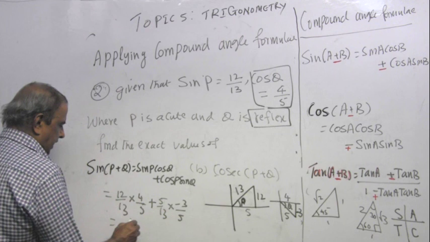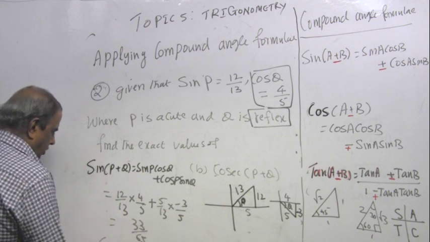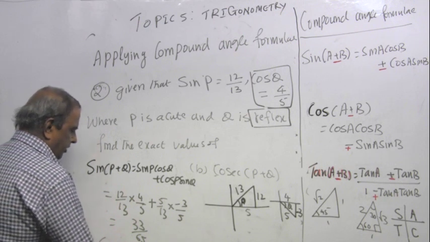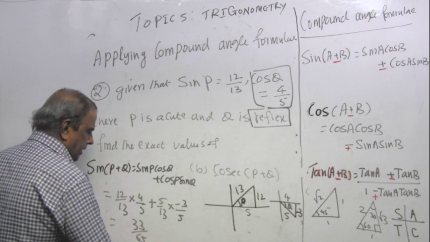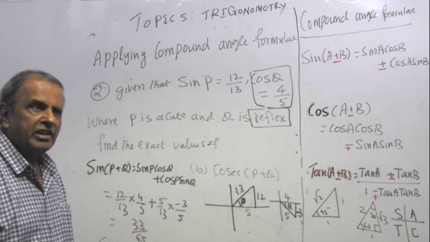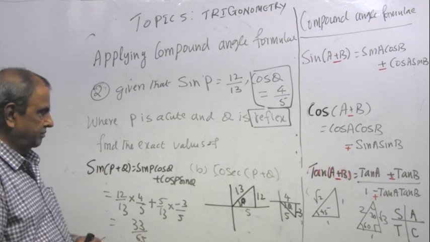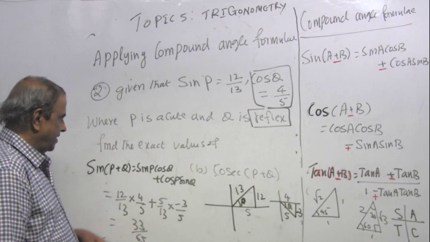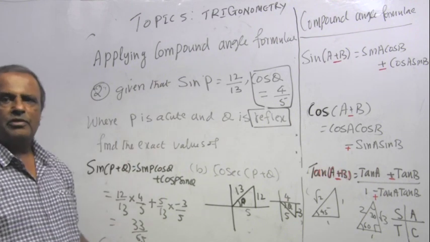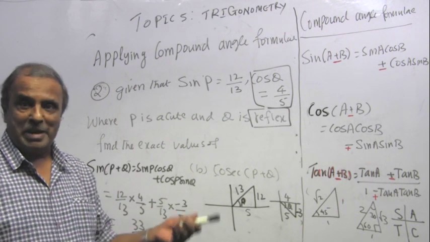48 minus 15 is 33 over 65. So cosec of P plus Q is 65 over 33. Remember, cosec has to be more than 1 because sine is always less than 1. Cosec has to always be more than 1. Alright? That's another application of the compound angle formula. Yeah? There are more coming.